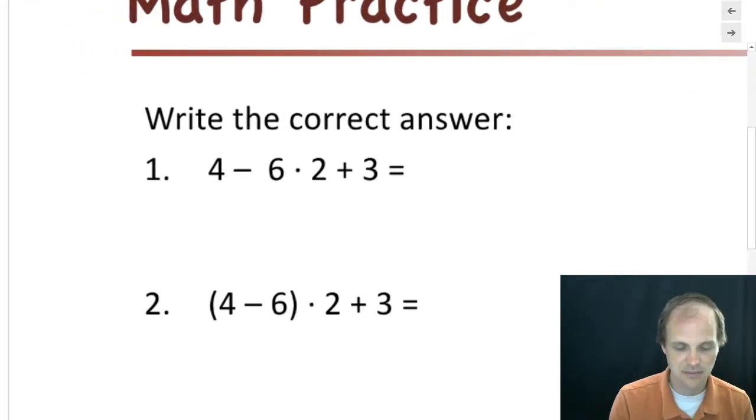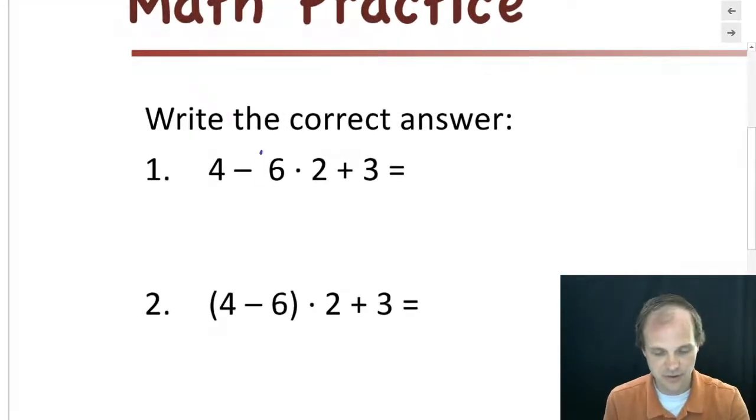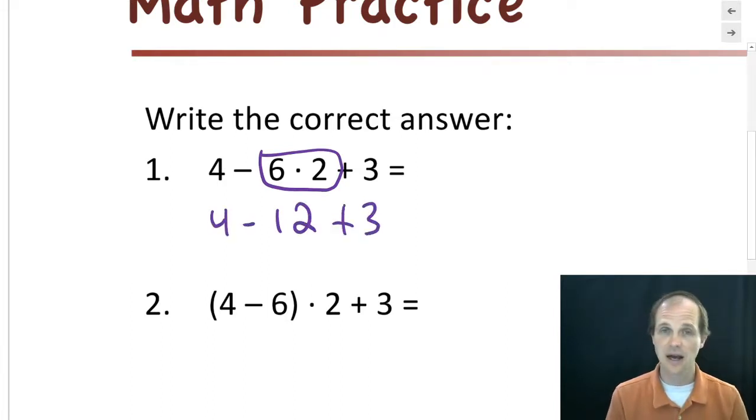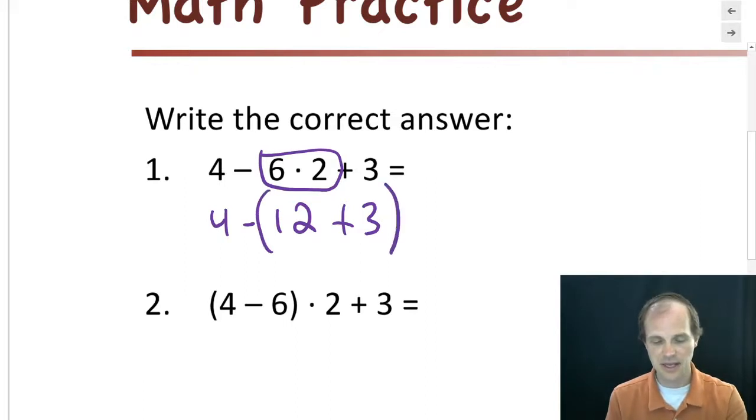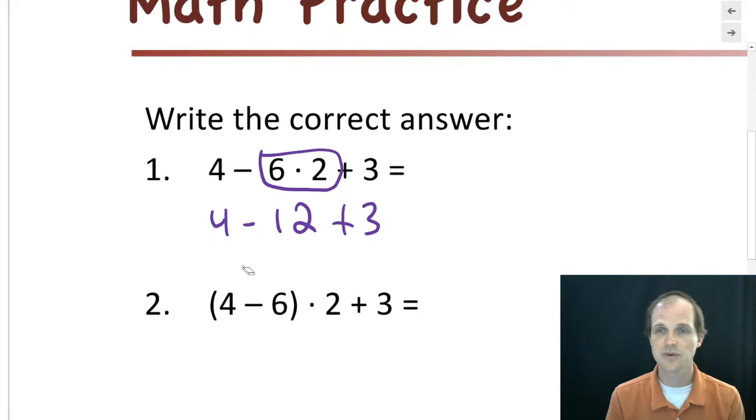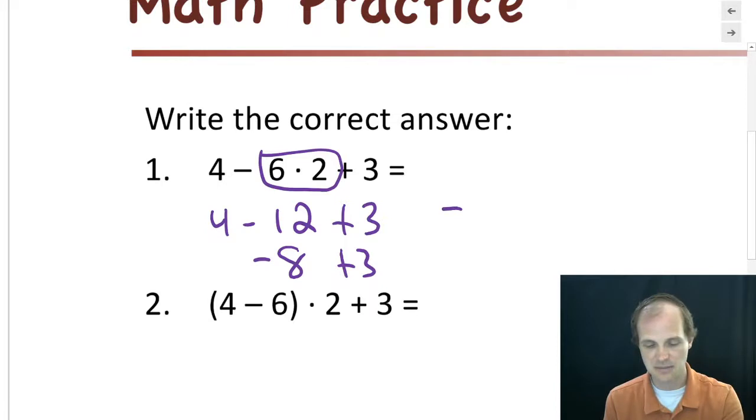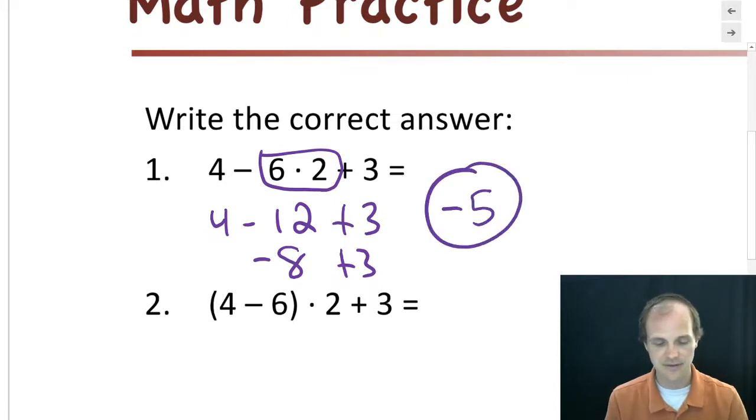Go ahead and blow this one up. What do we have to do first? We have to do this multiplication first. 6 times 2 is 12. So we've got 4 minus 12 plus 3. A lot of people will end up in their heads grouping it this way where there's a set of parentheses here, but there's not. When we're doing addition, subtraction, we just go left to right. So 4 minus 12, that's going to be minus 8 plus 3. Minus 8 plus 3 is minus 5.